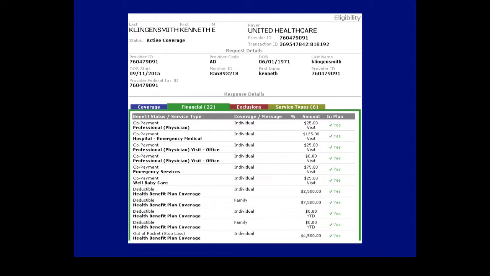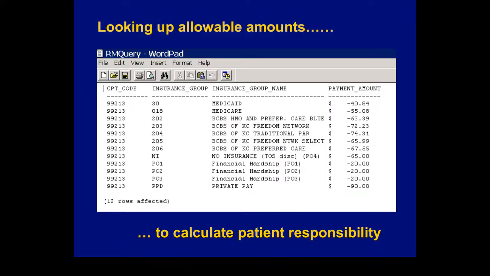So going back to my $2,500 deductible, I'm going to have a procedure done, and the charge is $900, but how much does that patient really have to pay? Well, let's go back. Remember this grid and this slide? I know, let's say it's Blue Cross Blue Shield of Kansas City Freedom Network, I have a $72.23 as my allowable amount. That's what I'm going to collect against the $2,500 deductible for that procedure.